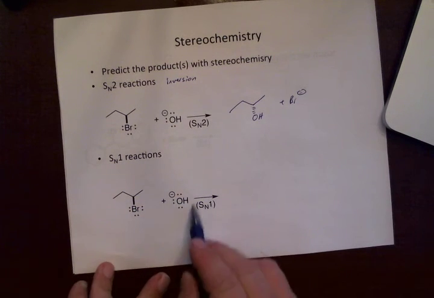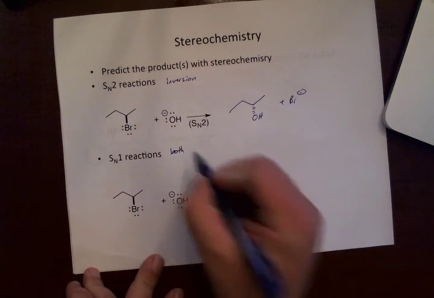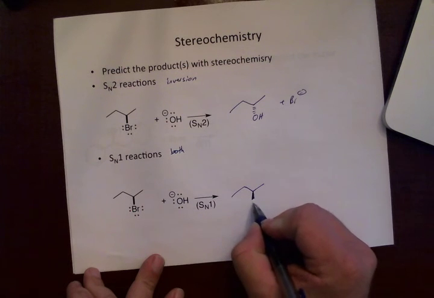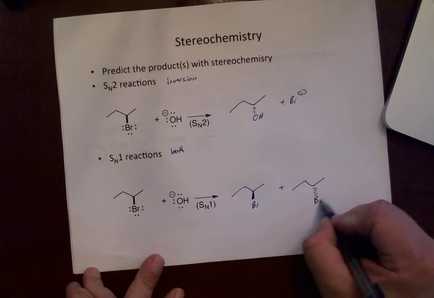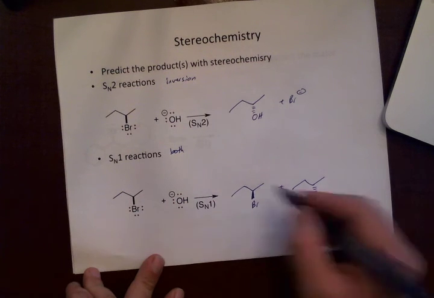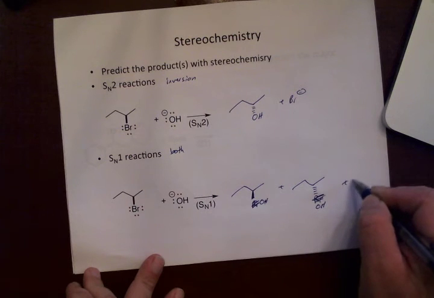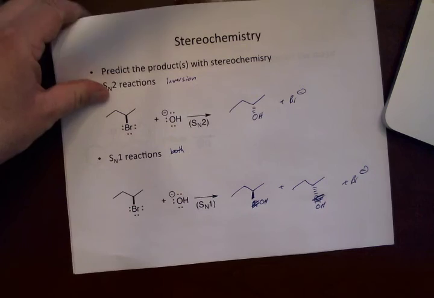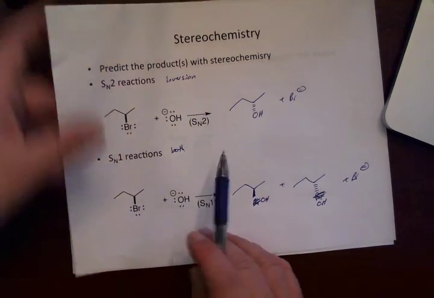The same reaction, but now it's SN1. Remember, we get both. So we're going to get the original and the dash, like this. Oh, I'm sorry, not Br, OH plus Br minus. There we go. So SN2 reactions, you get this. SN1, you get both.